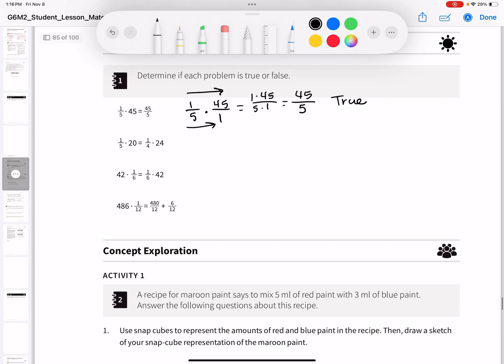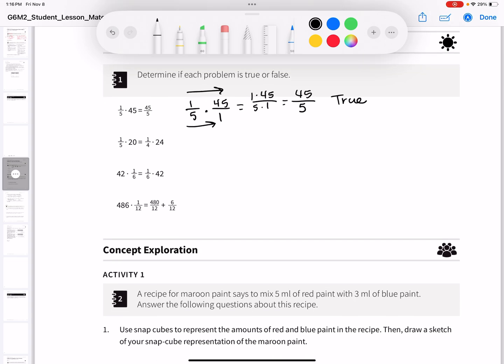1/5 times 20 equals 1/4 times 24. Well, 1/5 times 20 would be like doing 20 over 5, and it's saying that that's equal to 24 over 4. Well, 20 divided by 5 is actually 4, because 4 times 5 is 20, and 24 divided by 4 is actually 6. So they are not equal. So this is false.